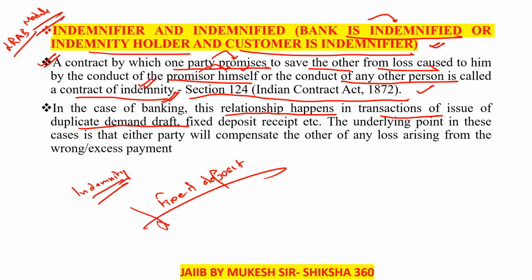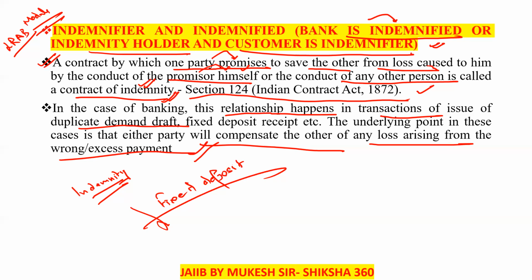So in banking, this relationship happens in the transactions of issue of duplicate demand draft, fixed deposit receipt, etc. The underlying point in these cases is that the party will compensate the other for any loss arising from the wrong or excess payment.